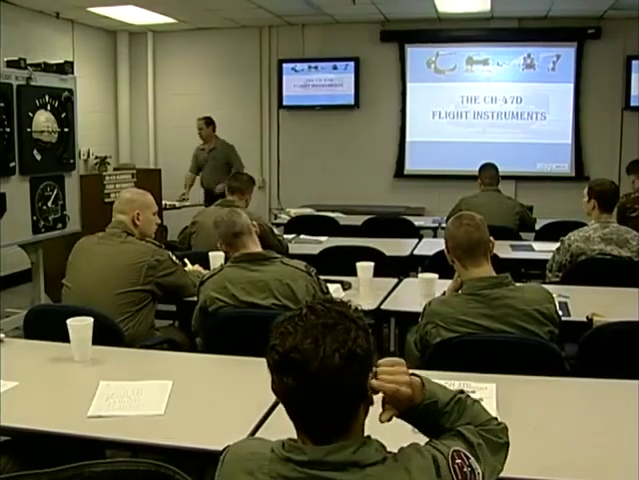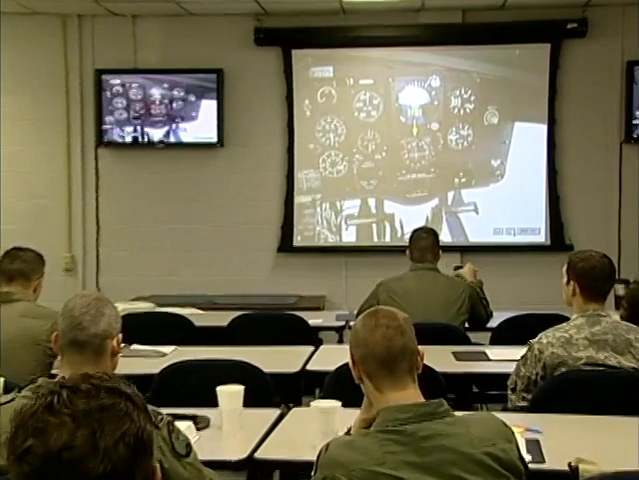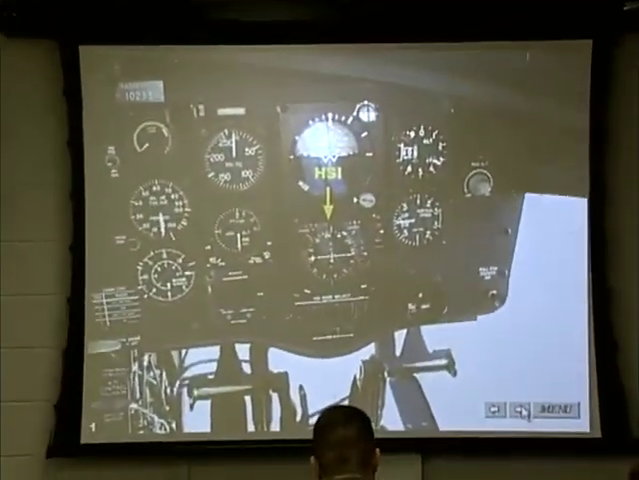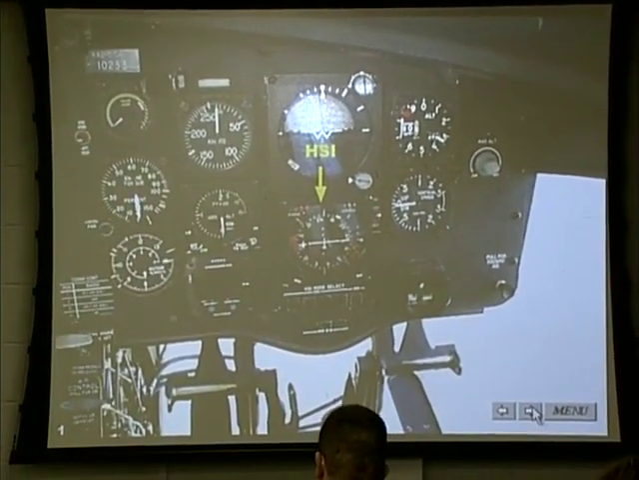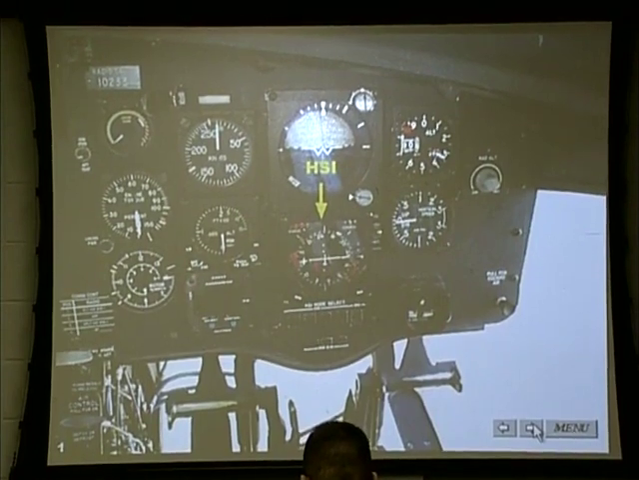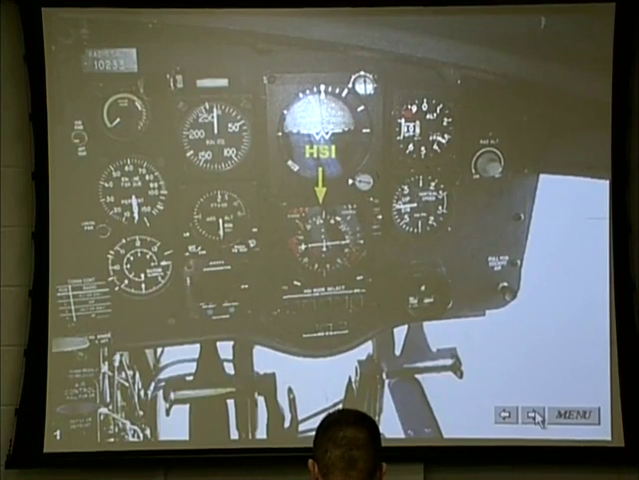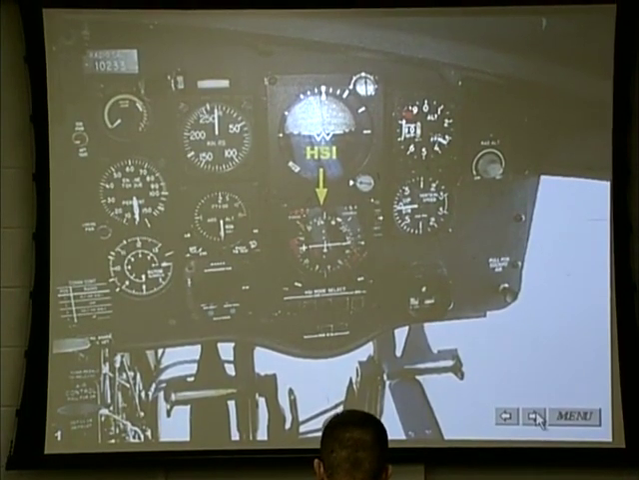Okay, we're going to talk about flight instruments today. And talking about flight instruments, the first thing we're going to go ahead and do is talk about the action: describe the operational characteristics, functions, limitations, and selected CH-47 flight instruments. Conditions: in a classroom, given the CH-47D, the instrument trainer, and the student handouts.